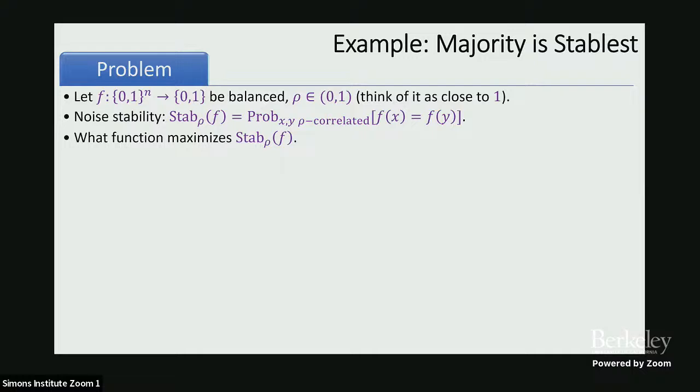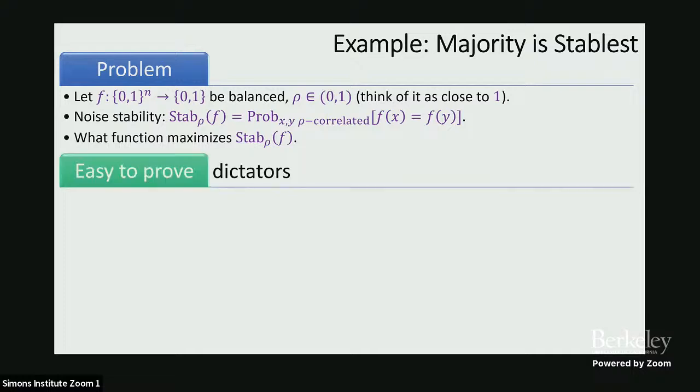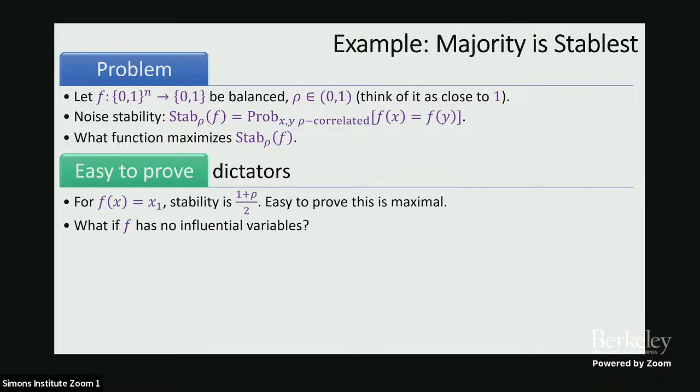And the question is, what function maximizes the stability among all balanced functions? Well, this is a bit of a boring question. It's just dictators. We've seen dictators today many times. And indeed, if you just take f of x to be equal to x1, you can calculate the stability and you can prove that this is the best you can do. So this is not an interesting question. And it turns out that for PCP, the interesting question is, what happens if you disallow dictators in a strong sense? What happens if I impose on you the constraint that f has no influential variables?